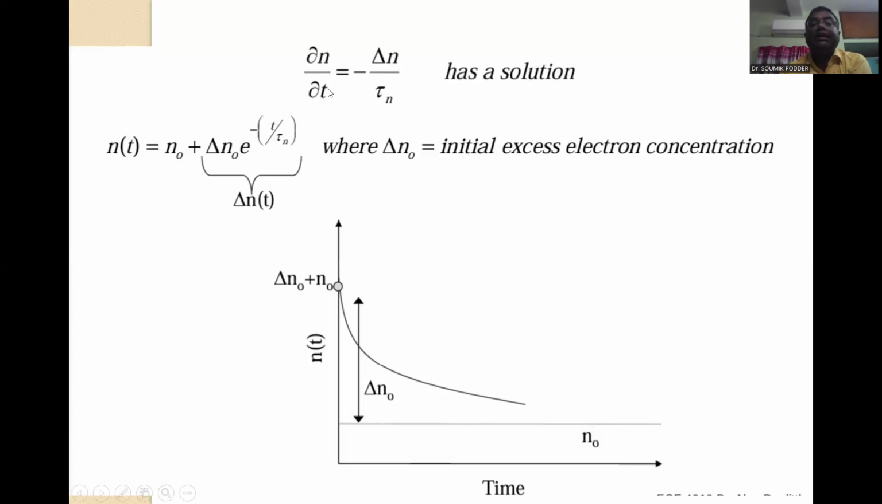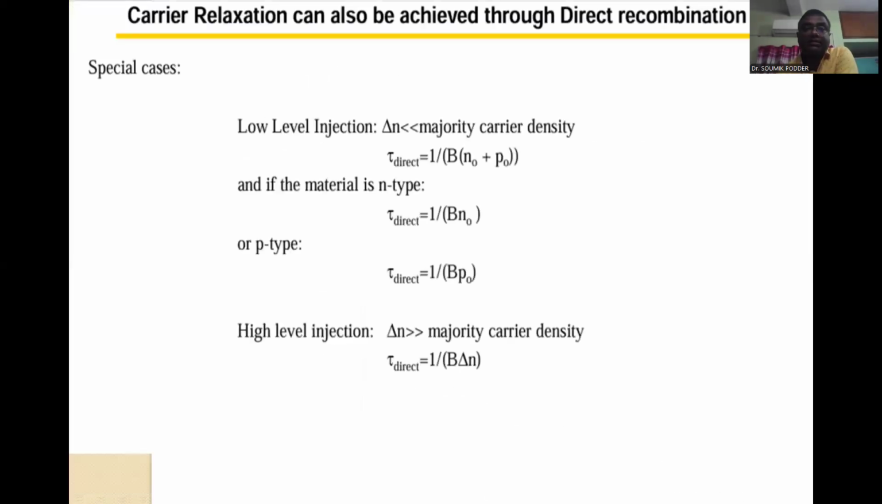And d(delta n)/dt equals minus delta n by tau n has a solution. This is a first order differential equation, so its solution will be n(t) equals n naught plus delta n0 e to the power minus t by tau n. So this is the graph, where delta n0 is the initial excess electron concentration, and this is the excess carrier. It will be decaying as we go more and more inside the semiconductor.